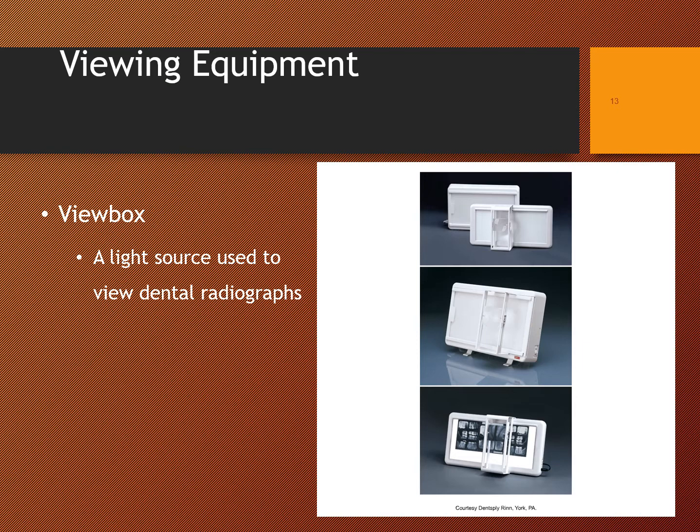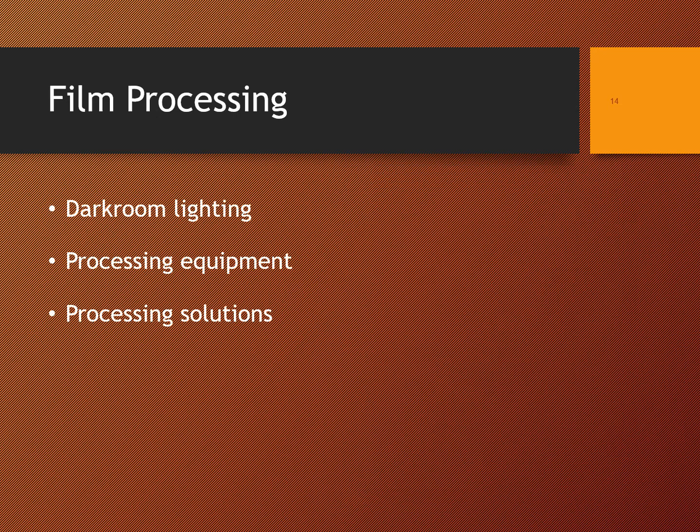You want to make sure that the light is all uniform behind it. You're not having any one area that's dim or dark. And then you also want to make sure that the plexiglass itself isn't scratched or that the bulbs aren't too dim in order to read those radiographs. All right, so then film processing, we're going to be talking about the darkroom lighting, we'll talk about processing equipment, and we'll talk about processing solutions. These are the most critical areas in quality control, and these are the ones where the most mistakes happen.